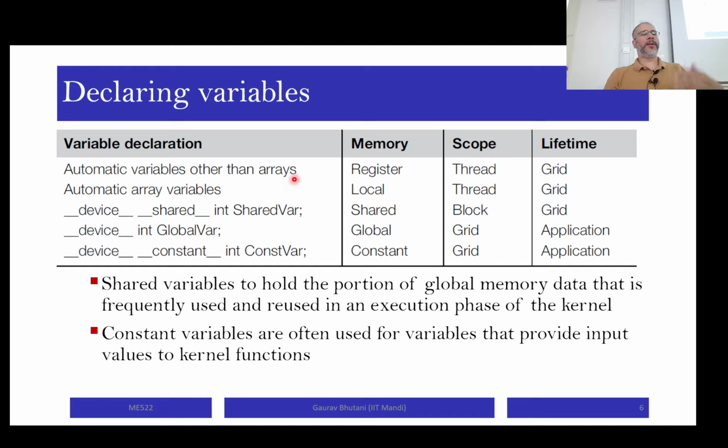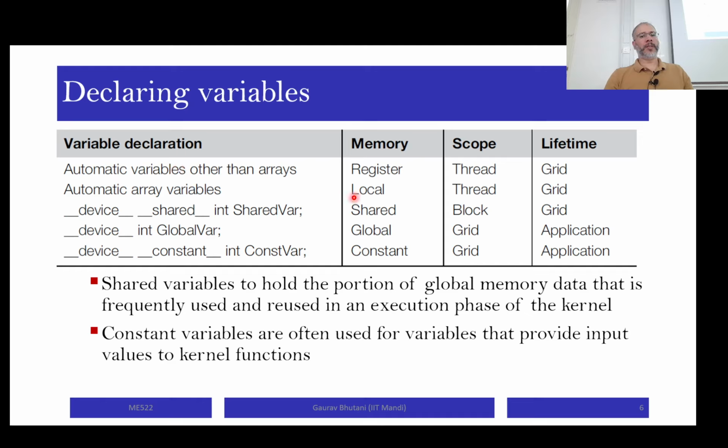So how do you allocate or declare, or what is the keyword for registers? I mean, they are automatic variables. So if you have a kernel function and you declare a variable there, like int i inside a kernel function, i automatically gets allocated on the registers.